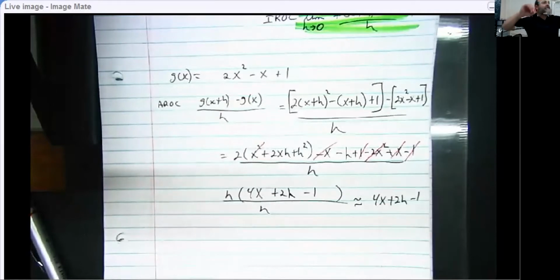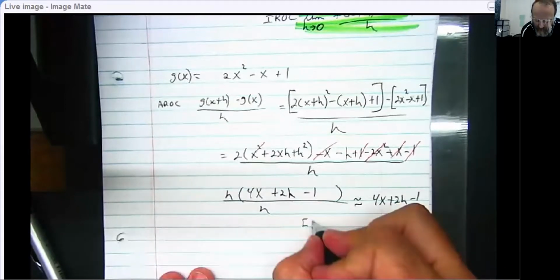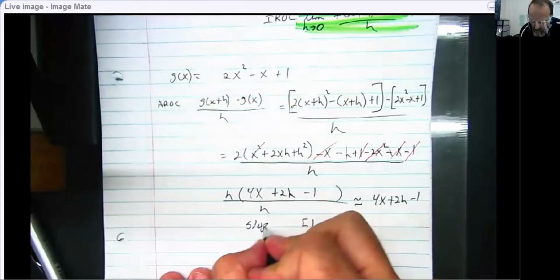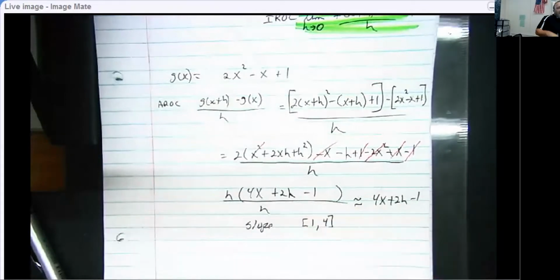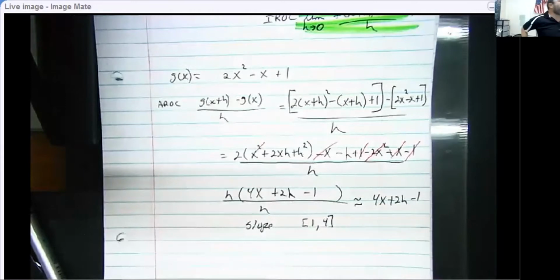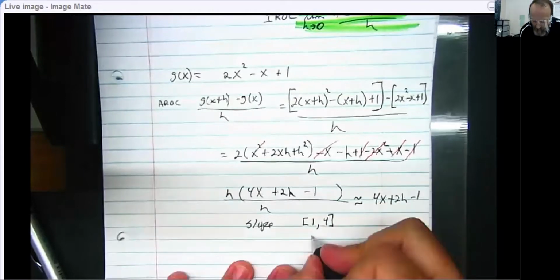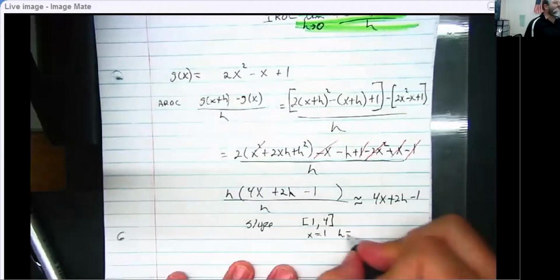Now again, this is all average rate of change. This blew me away the first time somebody showed me this, because they're like, oh, hey, by the way, what's the slope from 1 to 4? What about if I said, hey, what's the slope on the graph from 1 to 4? You know what I'm calling x? I'm calling x 1. What am I calling h?